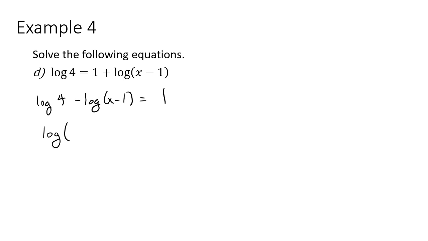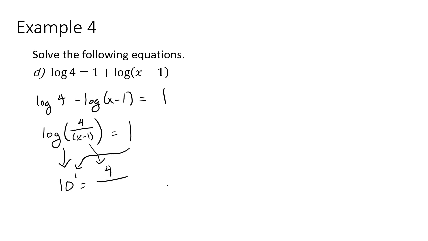Quotient rule, subtraction on the outside is division on the inside. And now this is the setup we can convert. I'm going to bring down the base of 10. The 1 moves over and becomes the exponent. The 4 over x minus 1 moves over to the right-hand side.